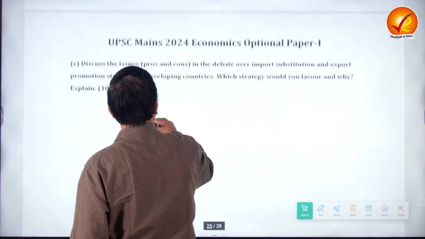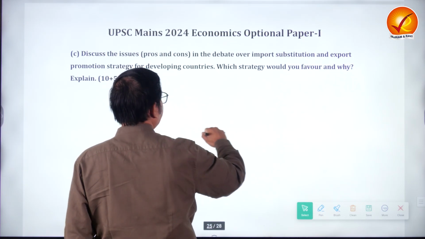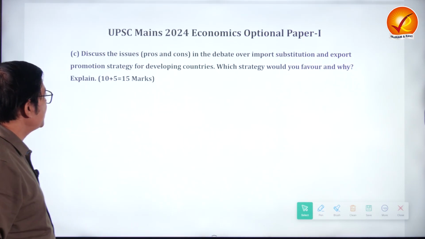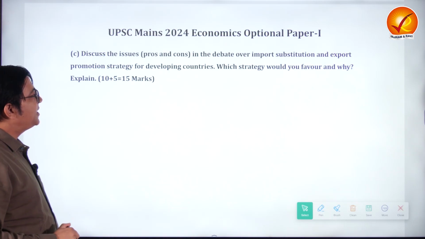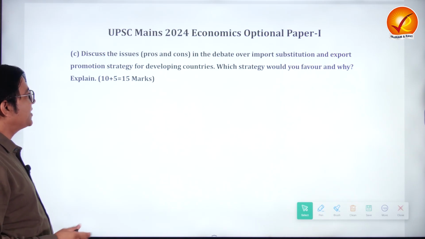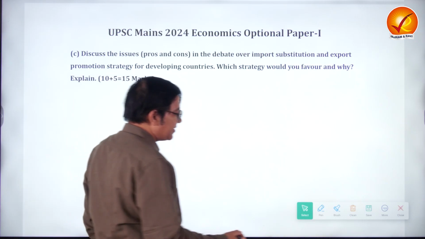Discuss the issues, pros and cons in the debate over import substitution and export promotion strategy for developing countries. Which strategy would you favor and why? Explain. Again, this is more of a descriptive question.